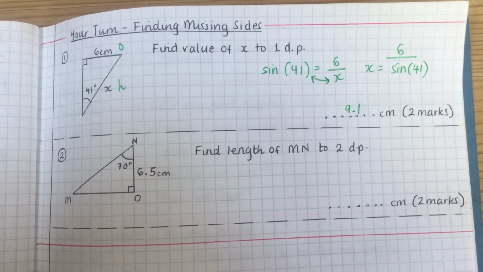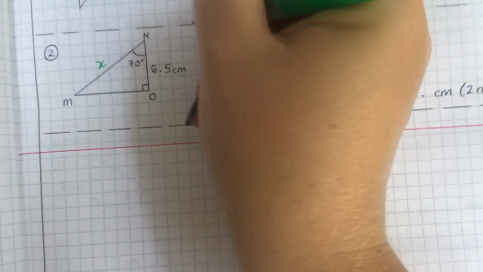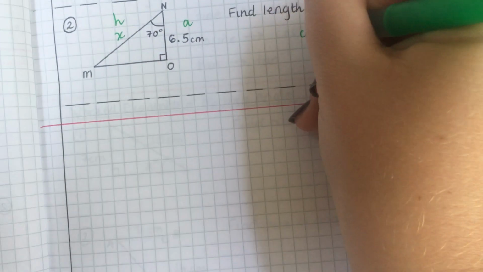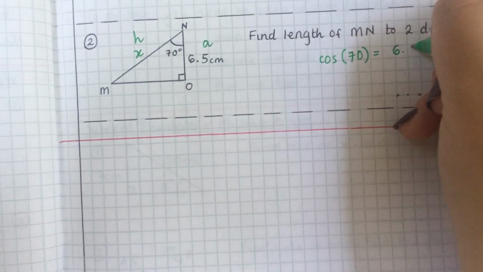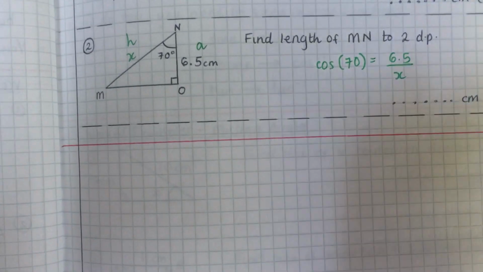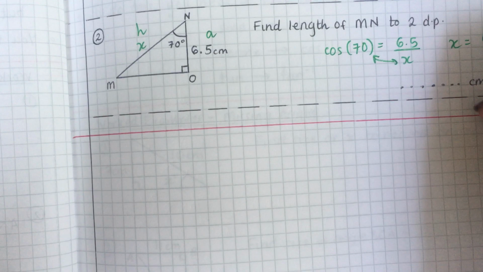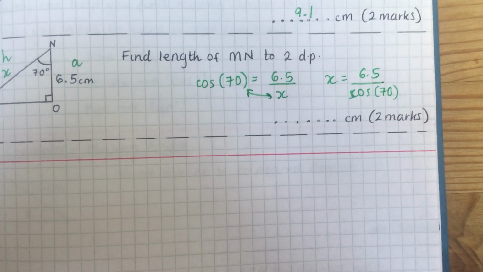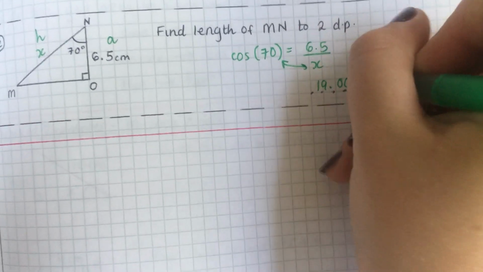Okay, next question. We need to find the length of MN. So MN is going to be X. That is the hypotenuse. 6.5 is the adjacent. So I'm using cos of the angle 70 equals 6.5 over X. Again, X at the bottom, I switch them round, and you get X equals 6.5 divided by cos 70. Type that into a calculator, round it to 2 decimal places this time, and you get 19.00.